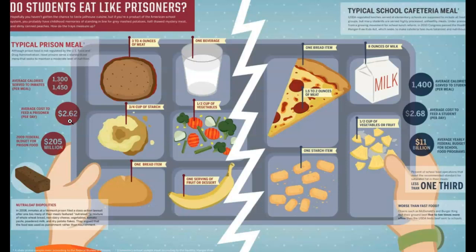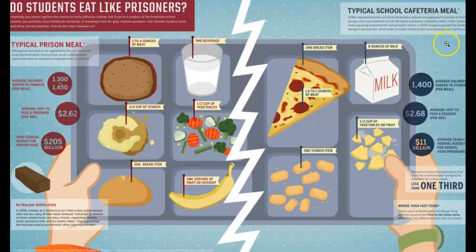I can't remember when this was published, but there are some references in here to 2010 and 2008, and that makes me think it's going to be a lot more expensive now. And then the federal budget for prison food is $205 million, and that would be annual there. So that's what it's like for prisoners.